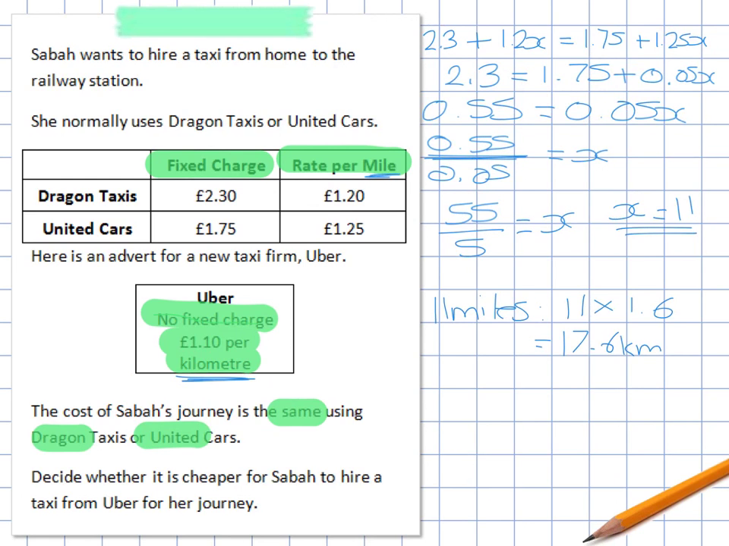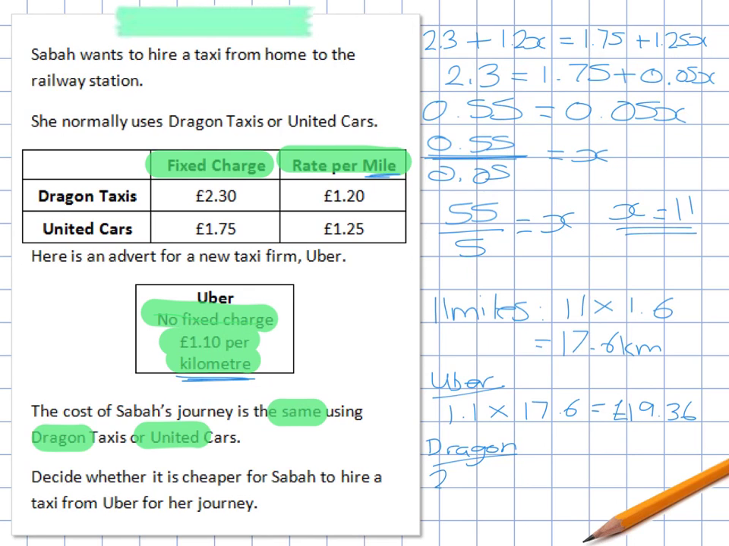So now with Uber, I've got no fixed charge, but it is going to cost me £1.10 times 17.6. So that's going to equal £19.36, and I'll compare that to what it would have cost with Dragon. So if you remember, Dragon was in miles. And the reason I'm not going to bother doing United is because I know it's the same between Dragon and United, so I'm just going to work out one of them.